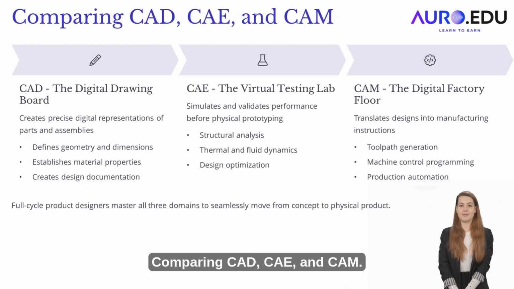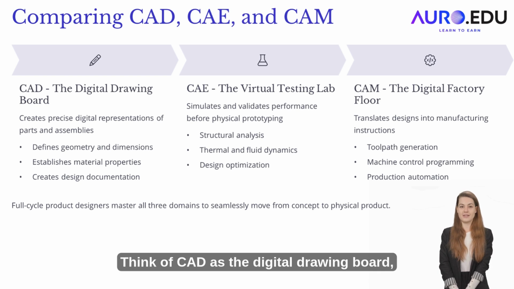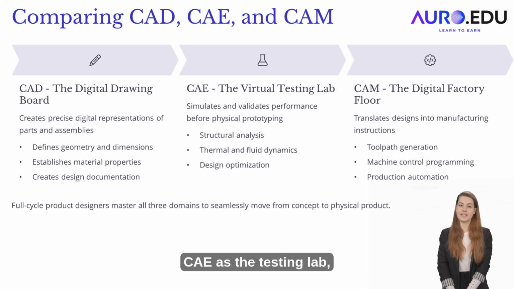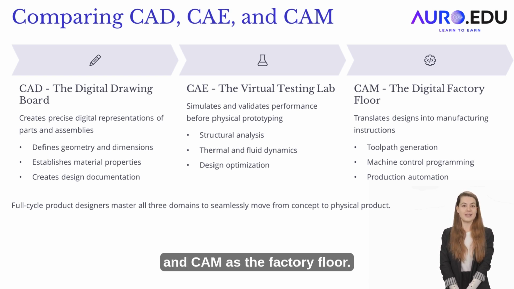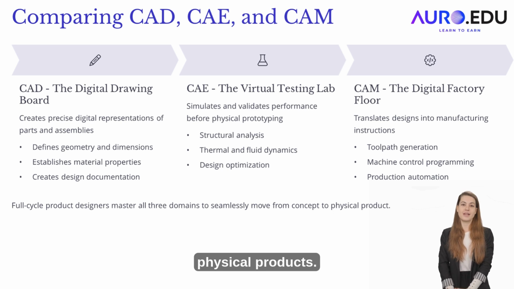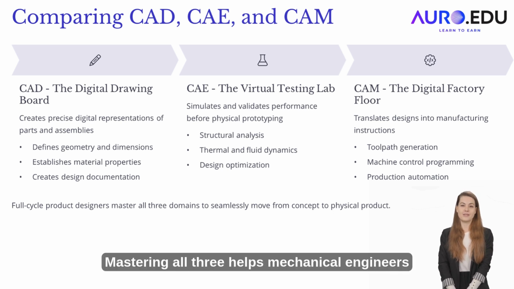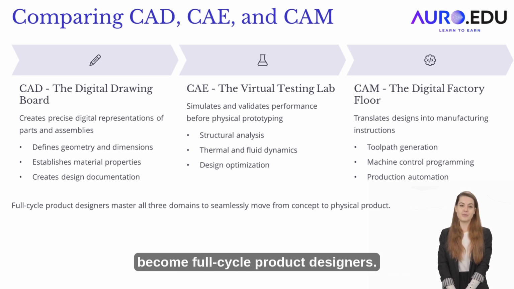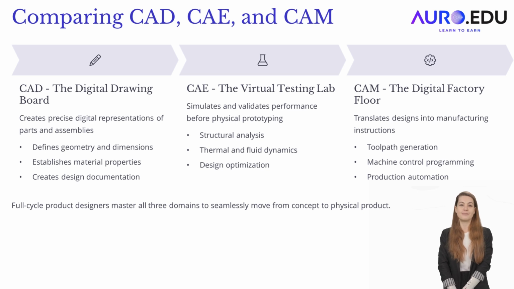6. Comparing CAD, CAE, and CAM. Think of CAD as the digital drawing board, CAE as the testing lab, and CAM as the factory floor. All three work in sequence to bring ideas into physical products. Mastering all three helps mechanical engineers become full-cycle product designers.